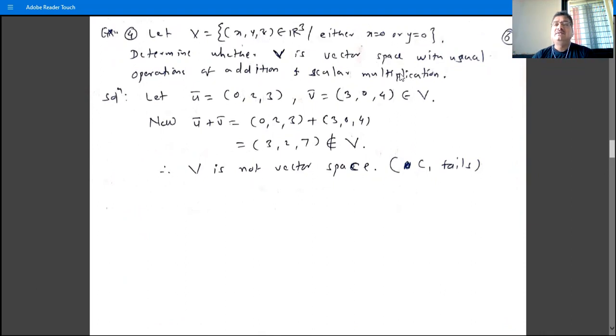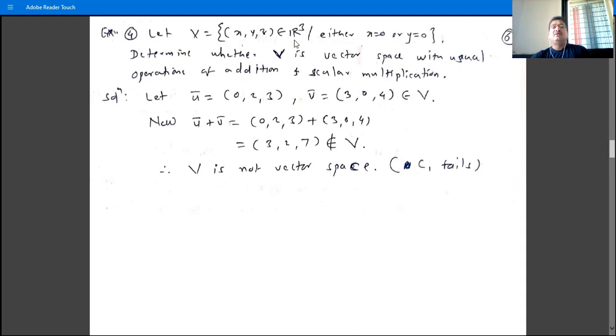So either x is 0 or y is 0 means what? One of them must be 0, which means both may be 0. Both x and y may be 0. That is, (0, 0, 5) is also an element of set V. For example, (1, 2, 3) is not an element of V, because out of x and y, none of them is 0. So (1, 1, 2) is not an element.